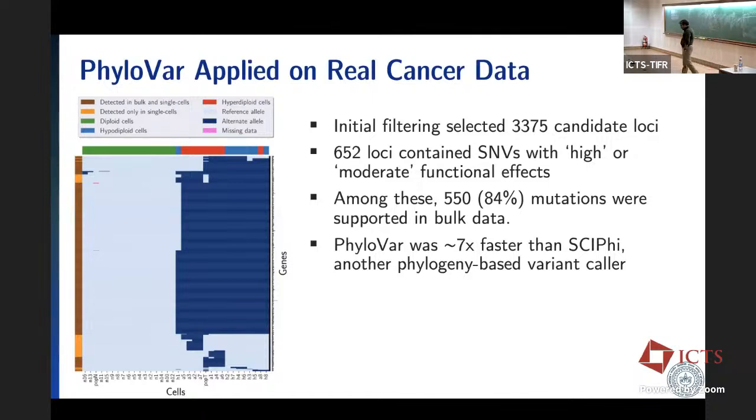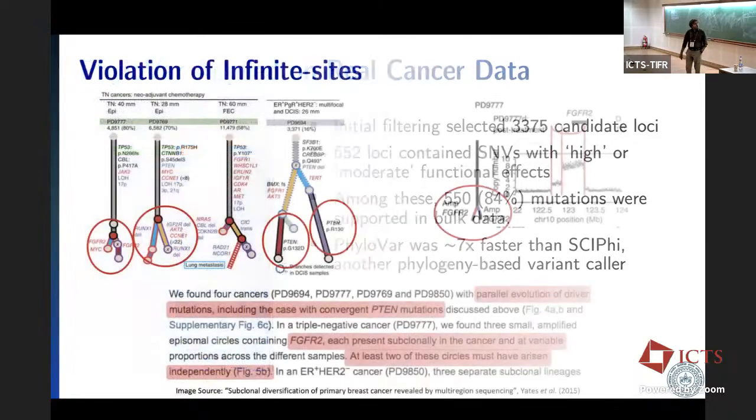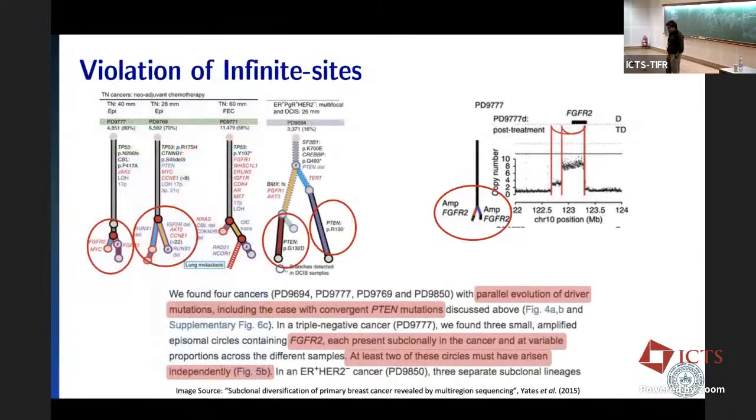So from here, I'm going to switch a little towards another method, which we are currently developing in the lab. We want to highlight some of the things that were problematic with this whole literature of phylovar and sci-fi and so on. So what is the scenario? We talked about the infinite sites model, where we said mutations can occur at most once, and that's it. We cannot allow the same site to be mutated more than once.